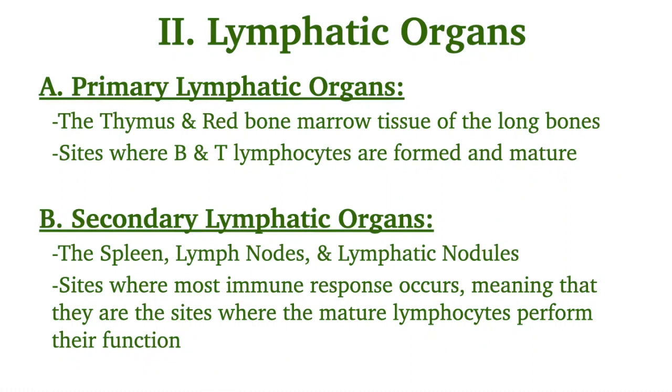Now let's talk about the organs. There are two different separations here. You have the primary lymphatic organs and the secondary lymphatic organs. The primary lymphatic organs are going to be the thymus and the red bone marrow. Basically, this is where B lymphocytes, or B cells, and T cells are going to be formed and matured. Then we have the secondary lymphatic organs, which include the spleen and different tissues such as the lymph nodes and lymphatic nodules. This is where you're going to have more immune response, as well as the maturing of the lymphocytes, so they can actually perform their function.